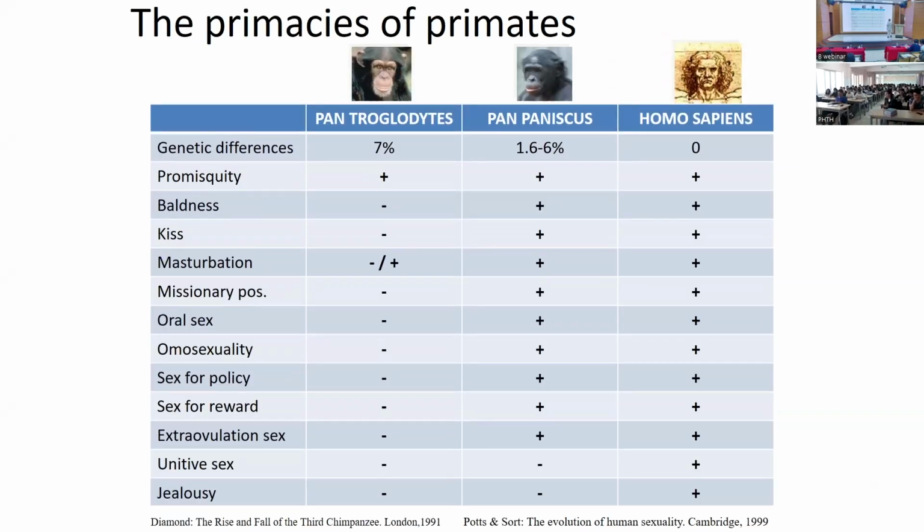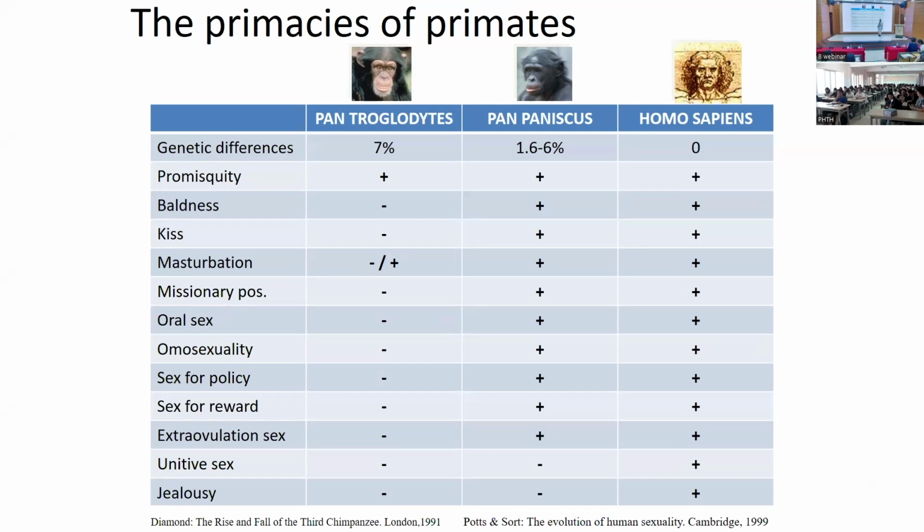So I prepared this cartoon, which was quite complex to prepare, comparing three kinds of monkeys. That one is called Pantroglodites, and it is the common chimpanzee, very, very common. That one is another chimpanzee, not so common, and it's called Pampaniscus or bonobo. The African name is bonobo. And this monkey is human.